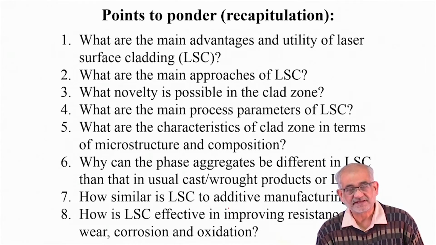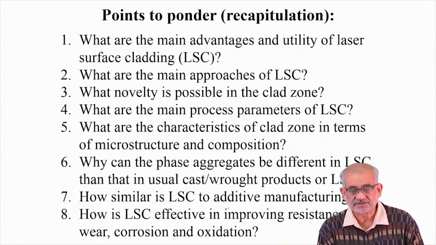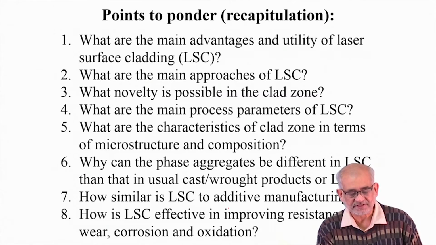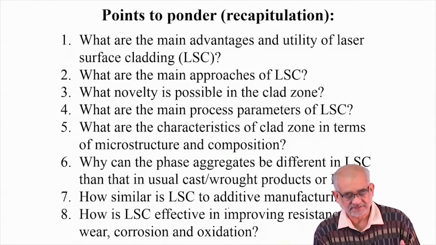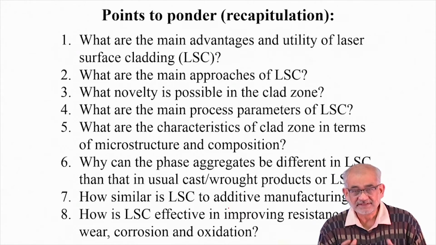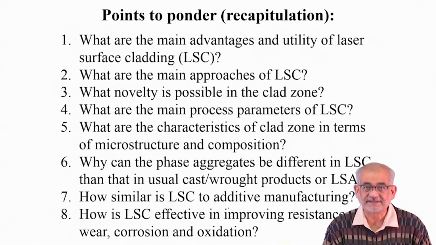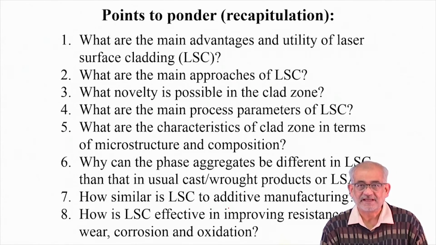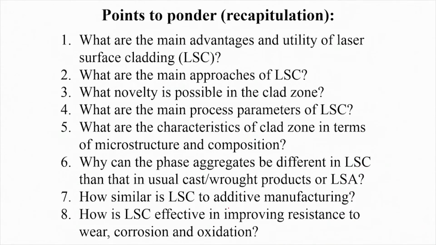But the beauty is that we create a cast layer. Unlike a typical big cast product or a wrought product, the microstructure and the phase aggregates could be very different. So there lies the novelty. And in fact, this is also different than what you can create in terms of laser surface alloying, which I already explained. Laser surface cladding actually is a precursor to the additive manufacturing process. So you can actually build layer by layer and then create a complete structure, a complete component gradually.